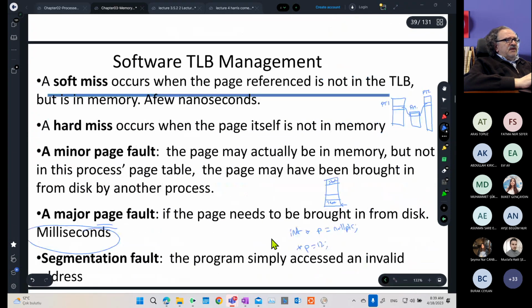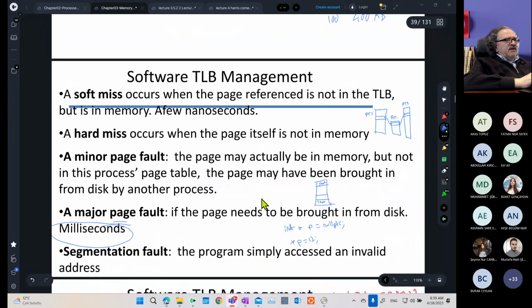Okay, so we talked about software TLB management and a few definitions here, soft miss and hard miss. We don't like hard misses because when a hard miss occurs, the page is not in the memory and I have to load it back from the disk. That's going to take a very long amount of time. We don't like hard misses. Soft misses are not good, but they are not as bad as hard misses.